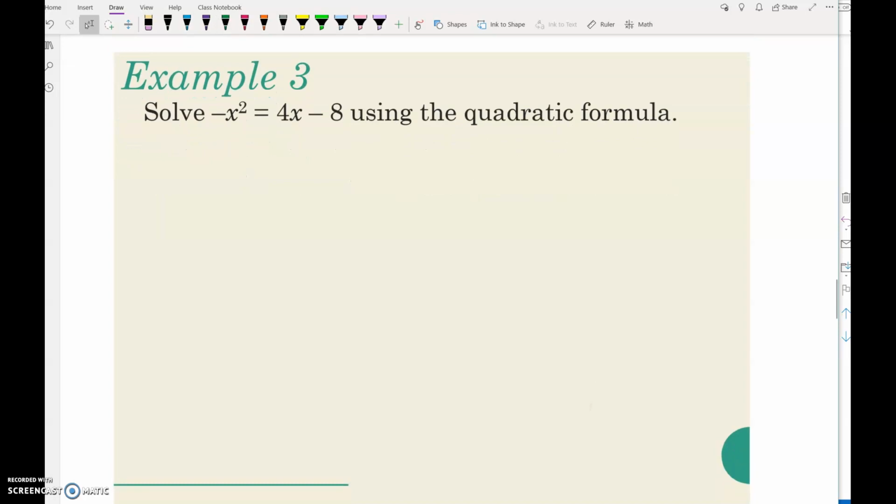Okay, example 3. First of all, it's not equal to 0. The other thing that I notice is that x squared is negative, and just like with factoring, the quadratic formula is a whole lot easier if your a value is positive. So I would add x squared to both sides so that we have 0 equals positive x squared plus 4x minus 8. So our a value is 1, our b value is 4, our c value is -8.